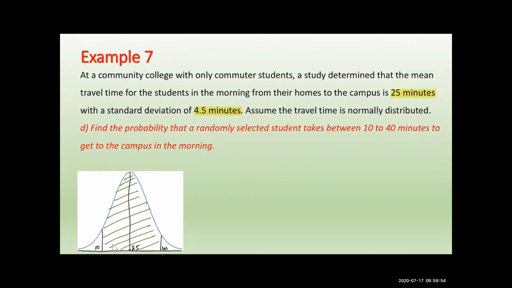That is the probability. So probability that the time is between 10 and 40 is equal to normal CDF, because we are calculating the area. Your lower limit is 10, upper limit is 40, mean is 25, standard deviation is 4.5. So we need to type that in the calculator. Let's do that.